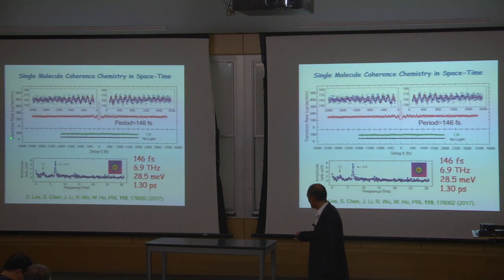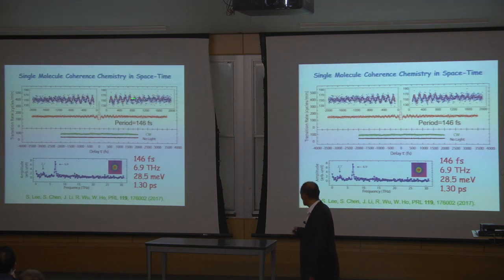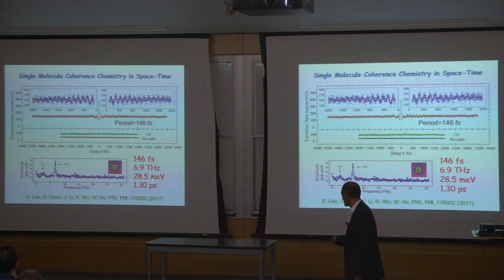Okay, so here is the transition rate plotted versus delay between the two pulses. We see that there are these oscillations in the rate, which if you zoom in to 0 to 2 picoseconds, you see clearly. If you do a Fourier transform, you see a frequency at 6.9 terahertz, and a weak one at 2.7 terahertz. This 6.9 terahertz corresponds to a vibration mode of 28.5 millivolt, which decays in about 1.3 picoseconds.